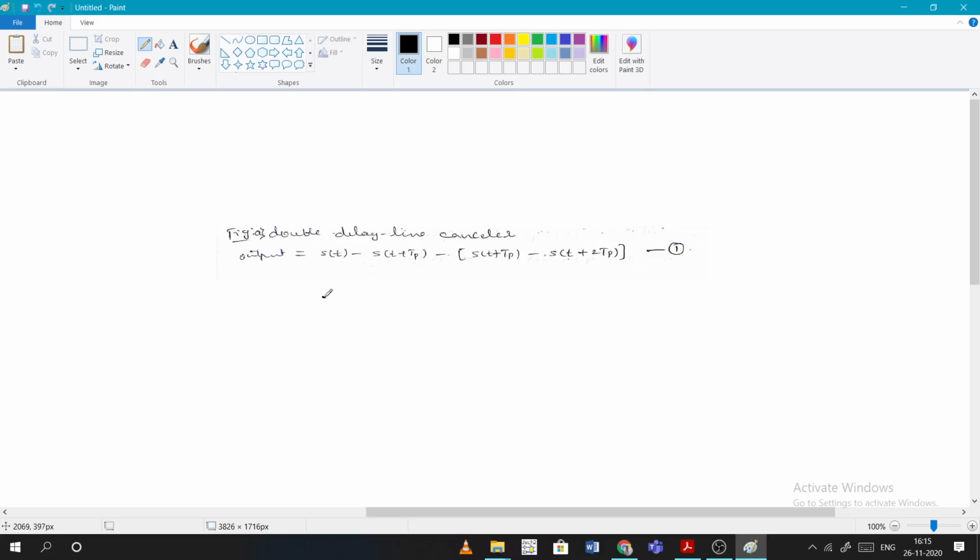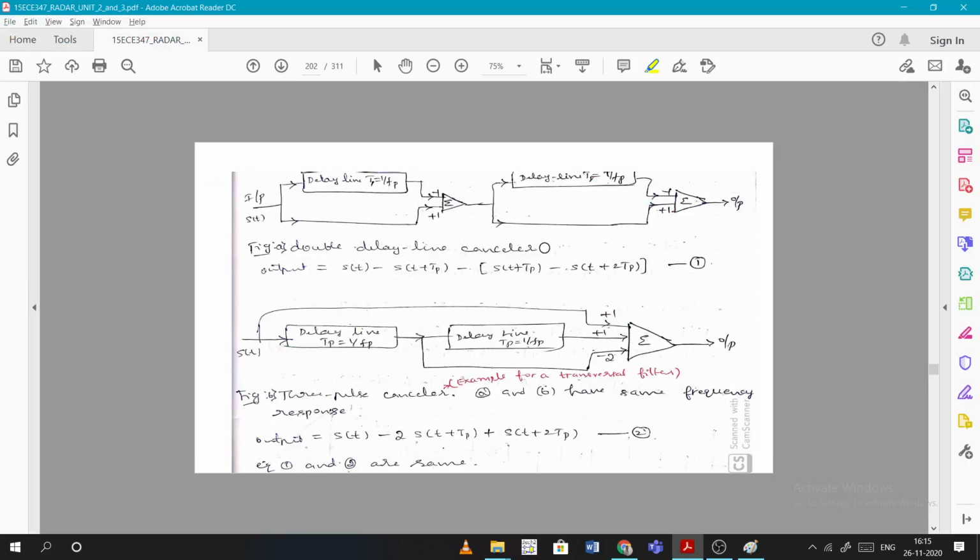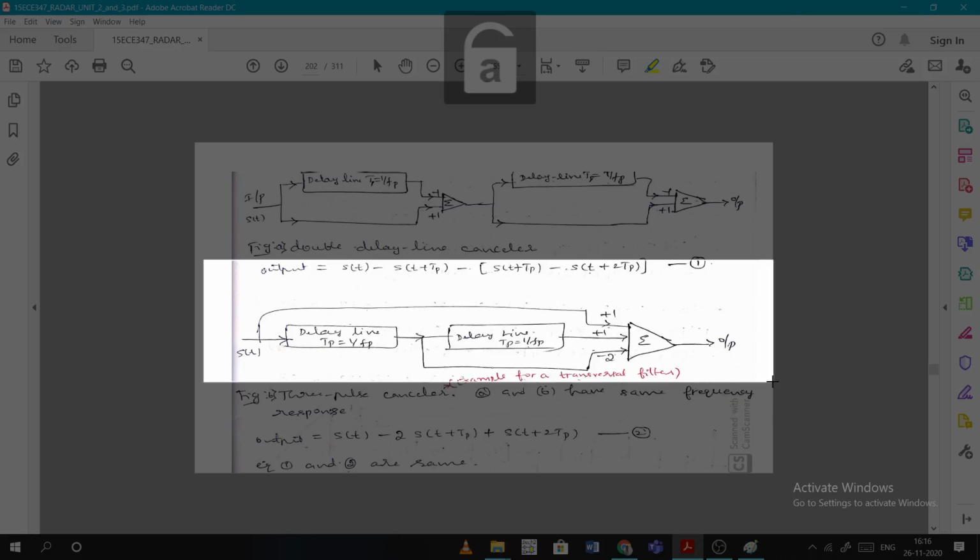So when you simplify this, it is s of t minus s of t plus tp, and here also minus s of t plus tp, that means minus 2 s of t plus tp, and here it is plus s of t plus 2tp. This is the result of that delay output. So after simplifying, now we can compare this circuit.